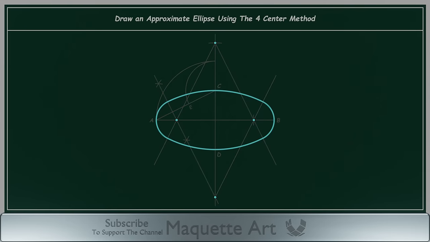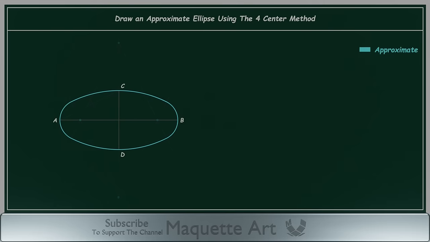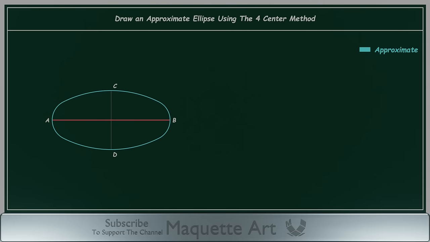At the beginning of this video, I mentioned that this ellipse is approximate. That means it is not a 100% perfect ellipse. But how accurate is this method? Let's make a comparison. Any ellipse has a major axis and a minor axis. The ratio between those two axes determines the shape of the ellipse.